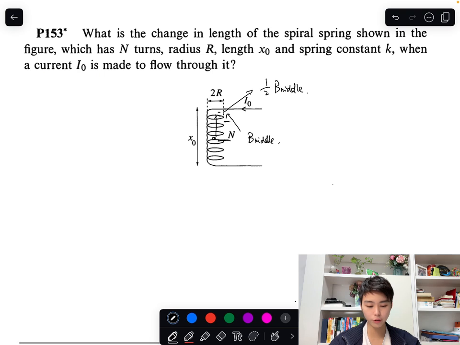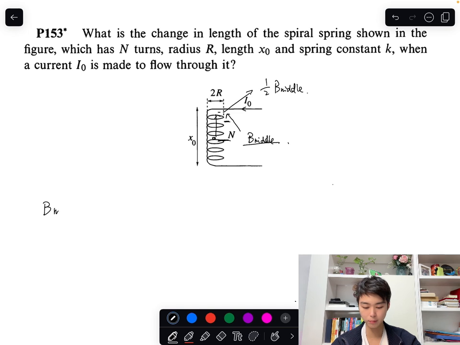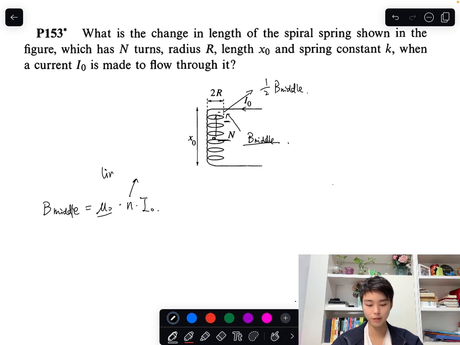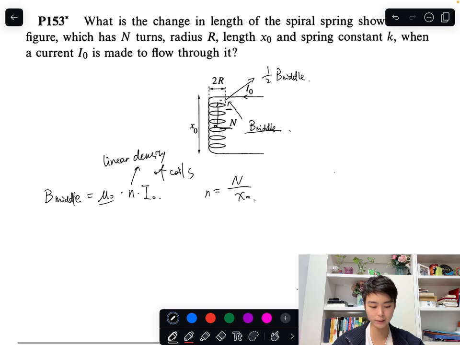And now we are going to figure out the B middle. You can memorize it by an easy formula. B middle equals mu 0, the space permeability, times n times I0, where n is the linear density of coils. So in this problem, n equals capital N over x0.